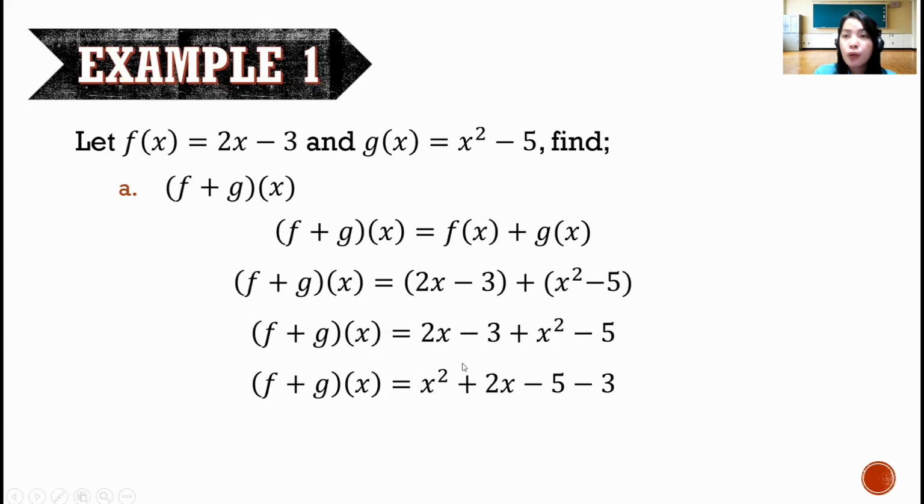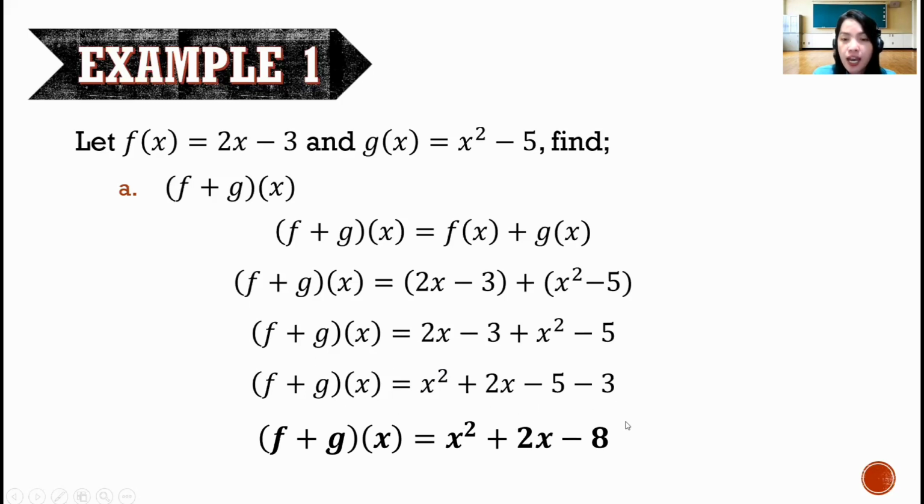So, from here, we're going to combine like terms. Ibig sabihin ng combine like terms, mga terms na may parehong variable and pareho din yung exponent nila or pareho din yung degree. In this case, yung sa x squared sa first term, may kapareho pa ba itong exponent, yung variable na x? Wala na. So, just copy x squared.